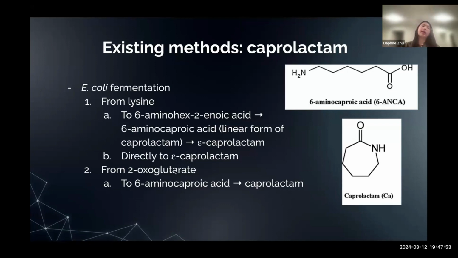Another molecule you can use is 2-oxoglutarate or alpha-ketoglutarate, which is an intermediate of the citric acid cycle. And that can also be converted to 6-aminocaproic acid and then to caprolactam.